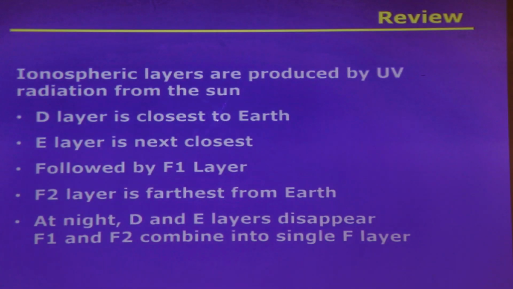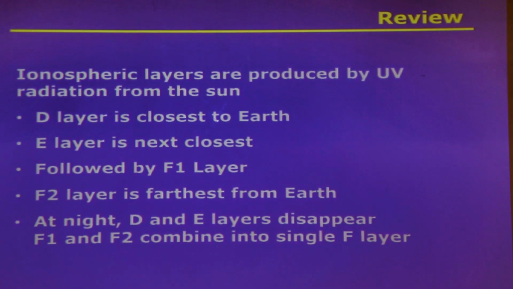Review. Ionospheric layers are produced by UV radiation from the sun. That's the principle. The D layer is closest to the Earth. Next one is the E layer. It's next closest. Next layer is the F layer. It's the third one from the Earth, and the F2 layer is the farthest one from the Earth. That's how they stack up. At night, the D and E layers disappear, and they combine into one nice big high fat F layer, a single F layer.